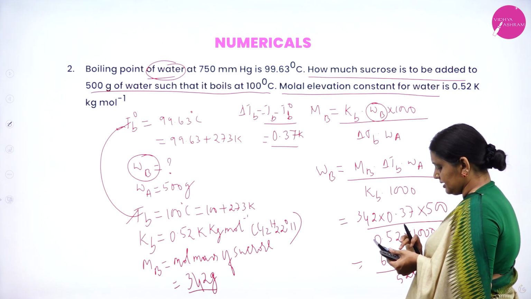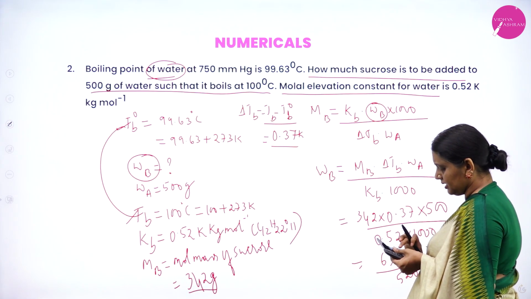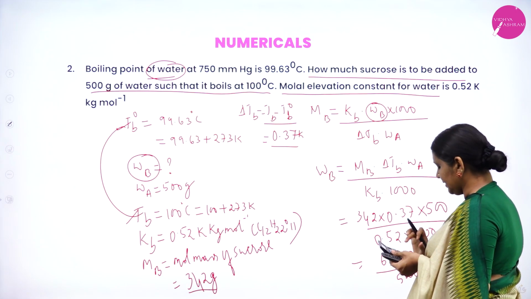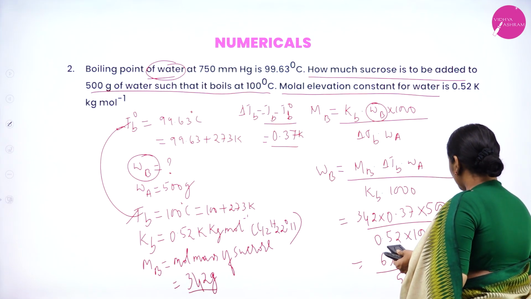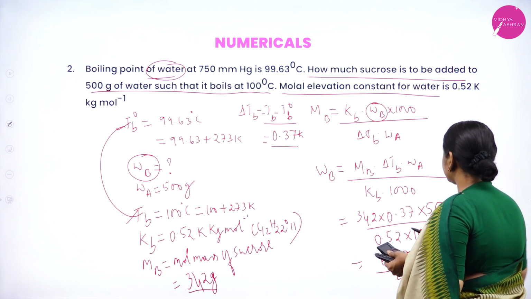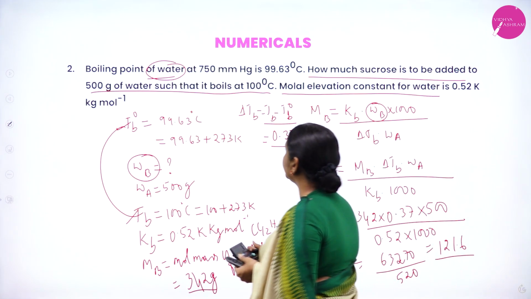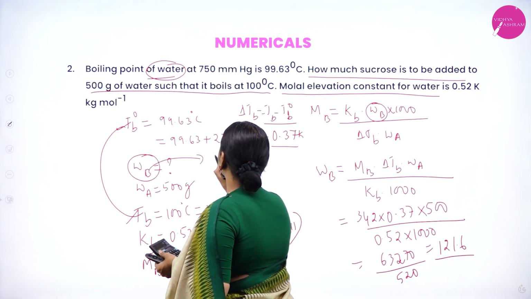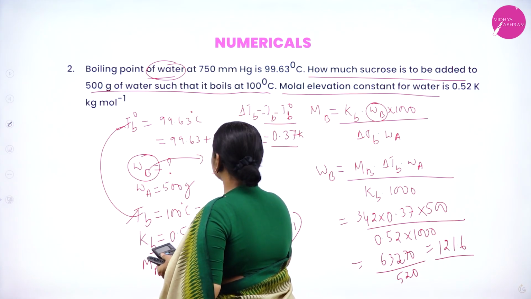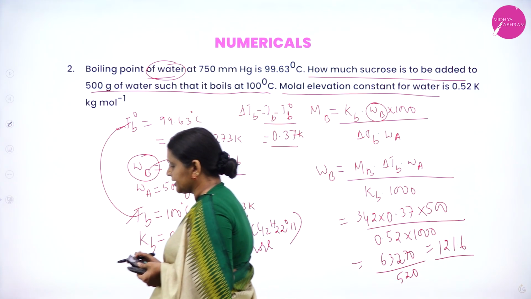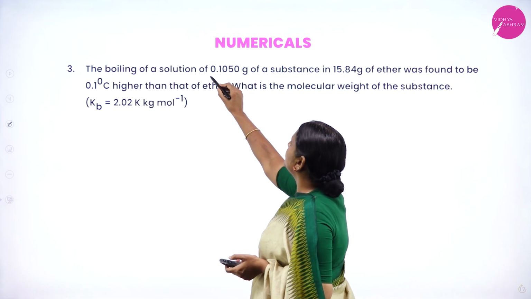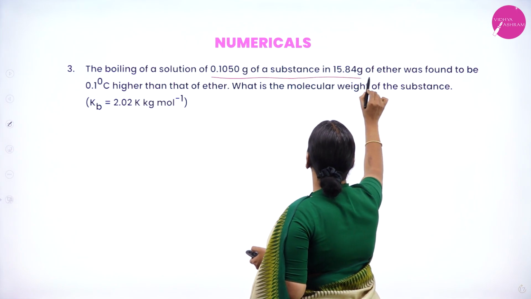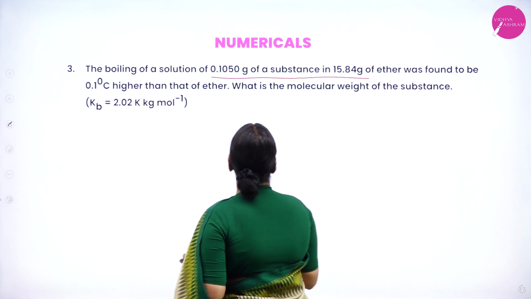That is 63270 divided by 520, which is equal to 121.6. So what is the value of WB? It is 121.6 gram.